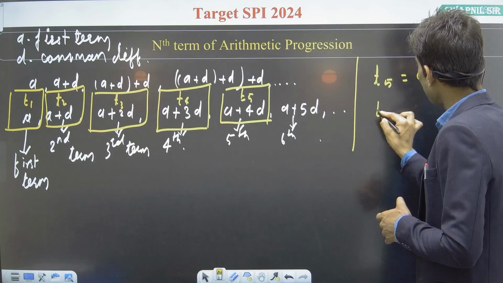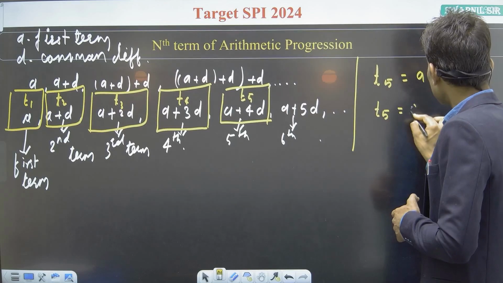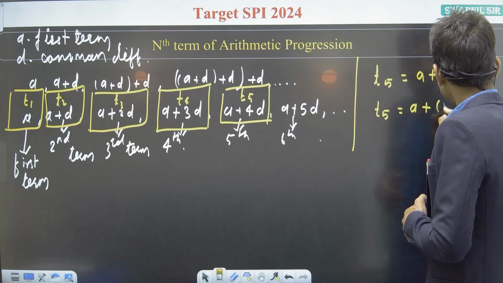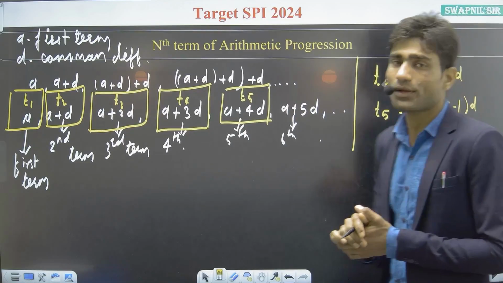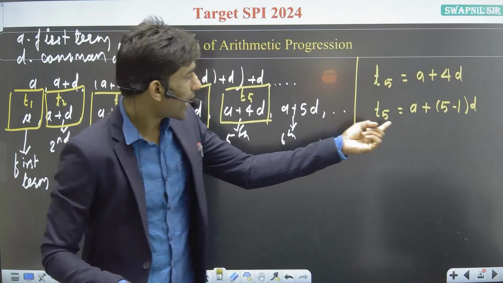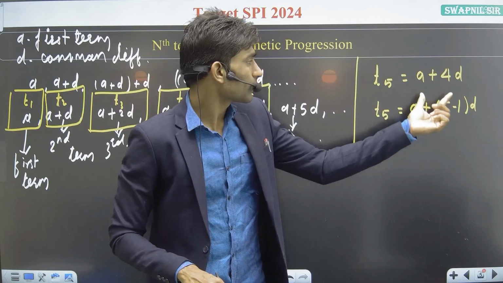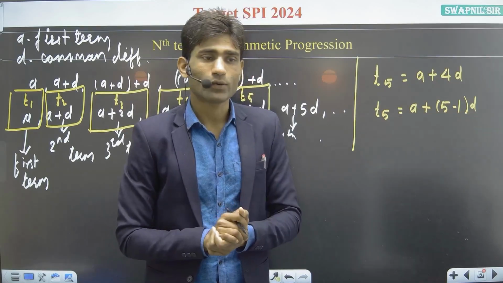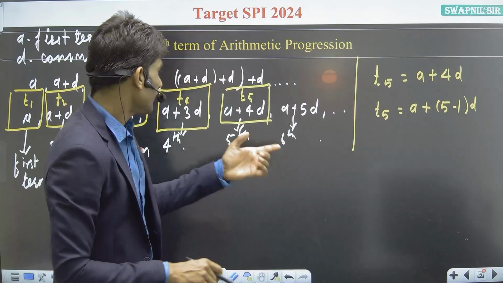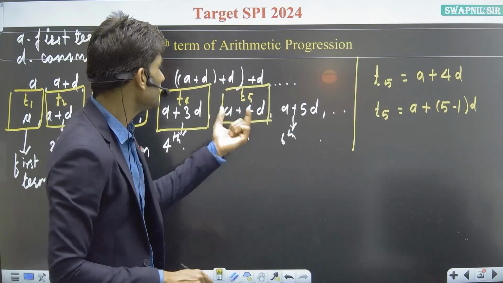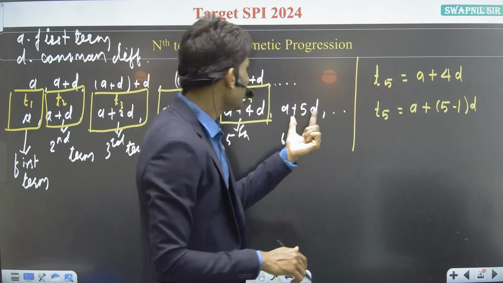So T5 can be written as a plus 5 minus 1 times d. 4 I have written as 5 minus 1 here. What I have done here? I wrote 4 as 5 minus 1, multiplied by d, just for the sake of simplicity. Now let's go for the next. T5 is equal to a plus 4d. Let me write T6 also.